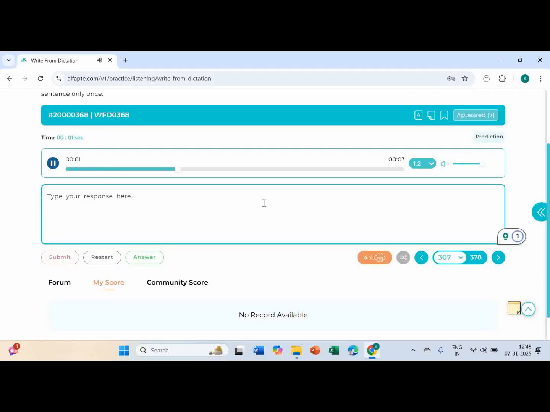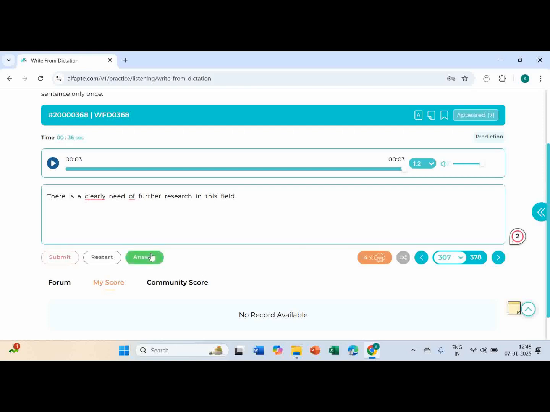There is clearly a need for further research in this field. There is a clearly need of further research in this field. So this is my answer. There is clearly. So check your spelling of clearly, C-L-E-A-R-L-Y, need of further research in this field.